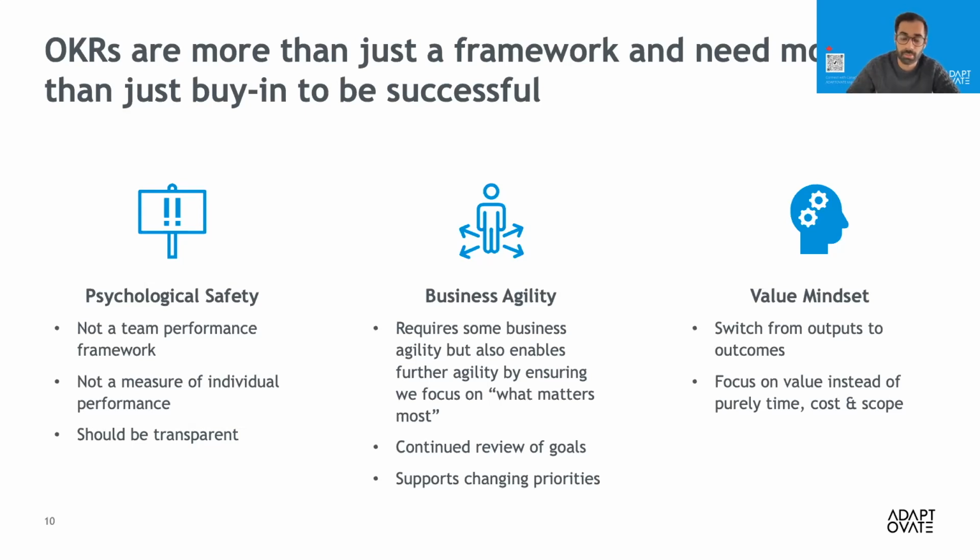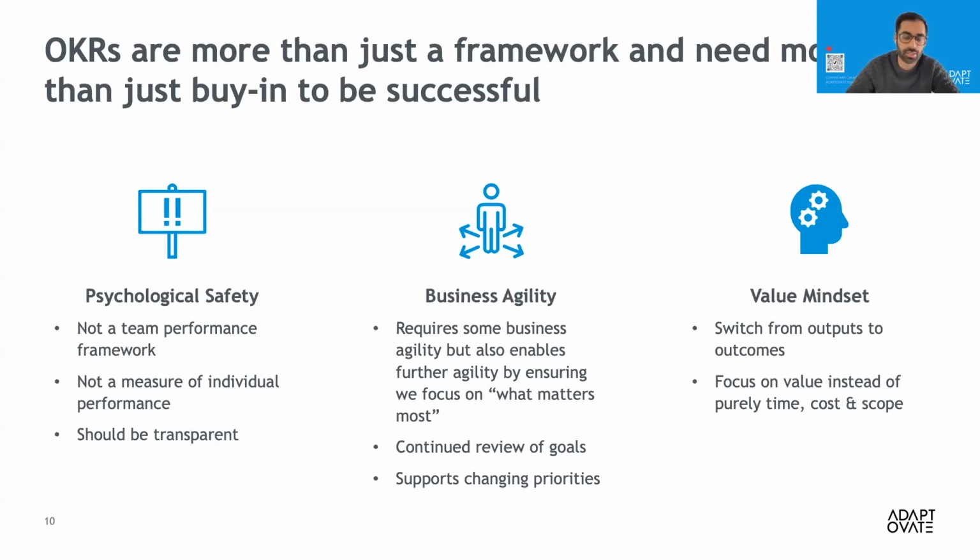Business agility is the second element. So this is a chicken and egg thing. Business agility needs to be present before OKRs can be truly wholly implemented. But the flip side of that is OKRs enable further business agility. And that's something to keep in mind because it allows organizations to pivot as needed and drive some of those larger goals forward.